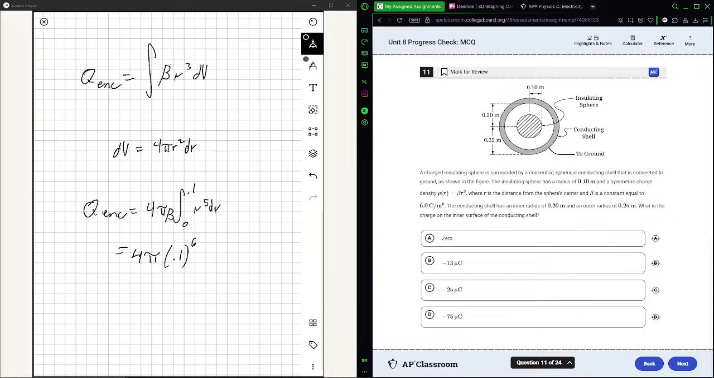Okay, so that's our answer for the enclosed charge of the inner part. Now it's asking for the inner. Why is it not over 6? Oh, because beta is 6. Never mind. This is just Q enclosed. I didn't realize beta cancels out with the 6. Oh, I'm such a dumbass. My bad. I wasn't looking at what the actual question was. Okay, so never mind, that makes sense.